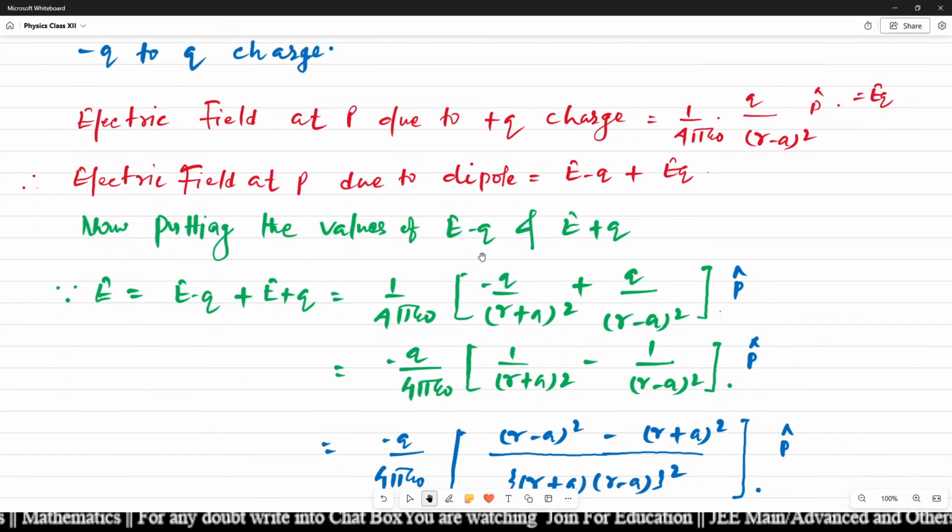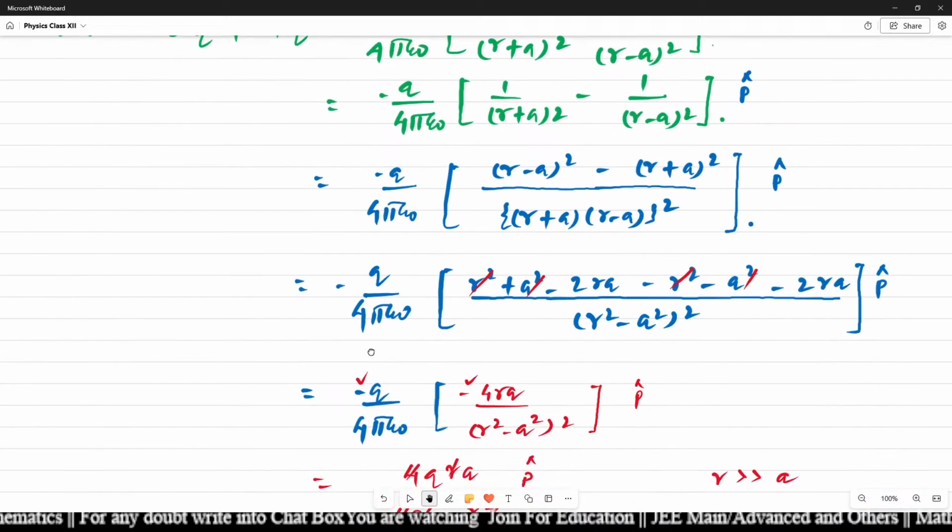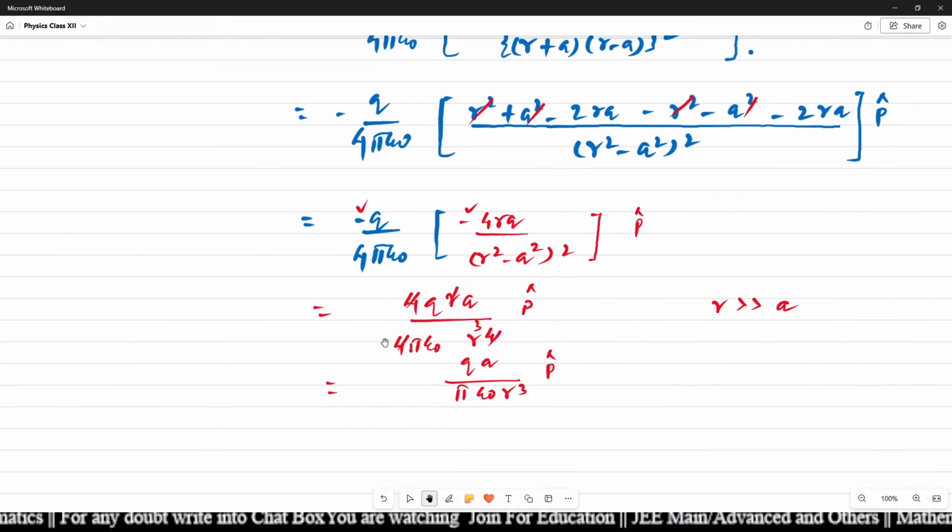Now putting the values of E minus Q and E plus Q. After the simple calculation, we get this one. Hope that there is no problem to understand the explanation of this derivation. In the next class, I will write the electric field due to dipole on the equatorial of the dipole.